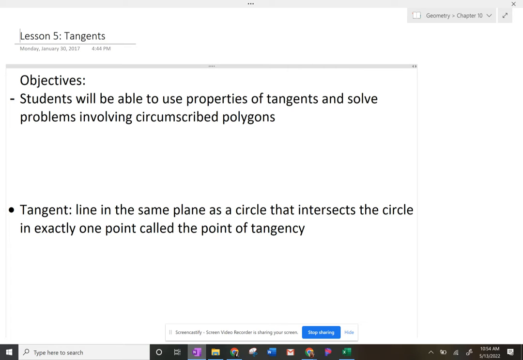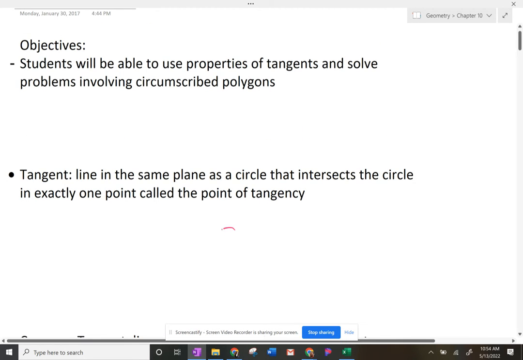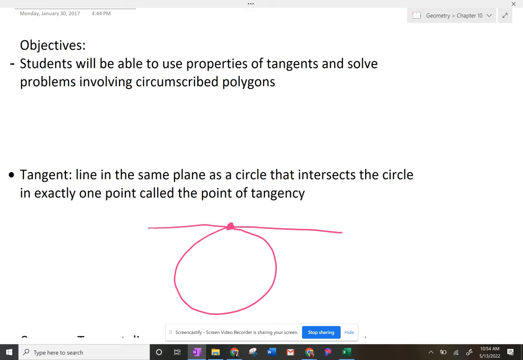So anyway, tangent line. A tangent line is going to be a line that intersects the circle in exactly one point. And they call that the point of tangency. So if I have a circle that looks kind of like this, and a line that cuts across, it's only going to cross that circle at exactly one point. Okay, I'll talk about some other rules that go along with it, but that's what a tangent line is. And this is going to be a circumscribed line.